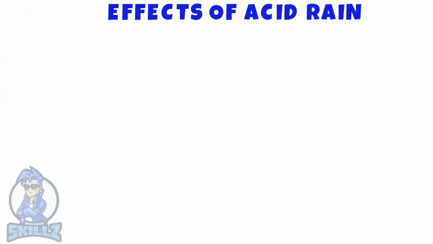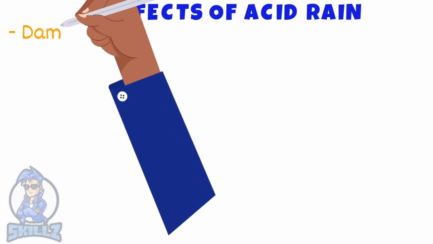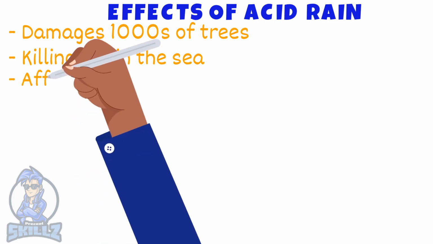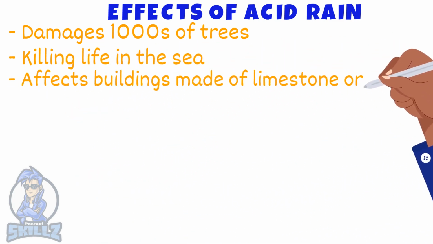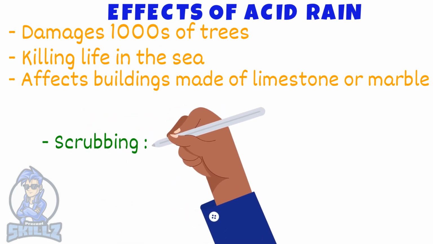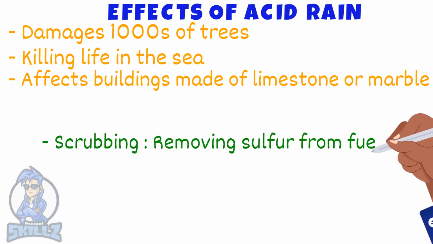Acid rain has a devastating impact, damaging thousands of trees and killing life in the sea. Acid rain also affects buildings made of limestone or marble. A solution for acid rain would be scrubbing, that is, removing sulfur from fuels.